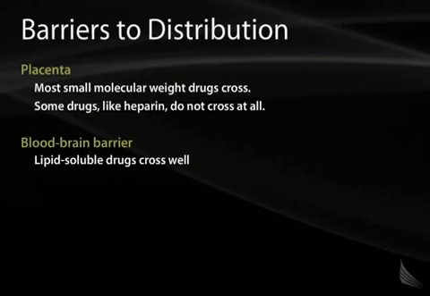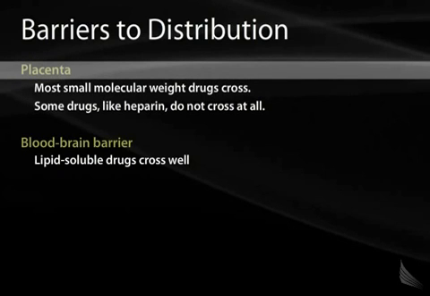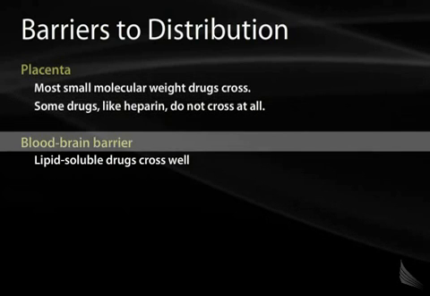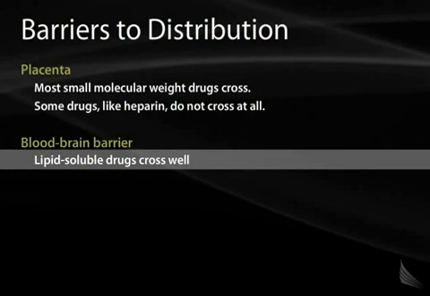Some barriers to distribution involve the placenta. For example, the placenta, which feeds oxygen and nutrients to the developing fetus in a pregnant woman, is a barrier to most large molecules. An example of this would be heparin. Heparin is a very large molecule, very charged molecule, and it's not able to cross the placenta. However, most small molecular weight drugs are able to cross the placenta, especially those that are lipophilic or lipid-soluble. The same thing is true for the blood-brain barrier. Lipid-soluble drugs are able to cross quite nicely into the brain. However, very charged particles are not able to cross the blood-brain barrier.